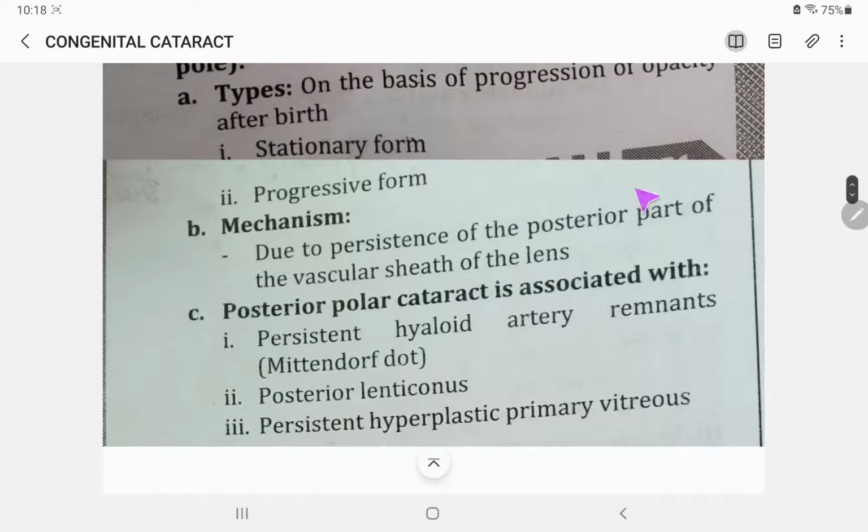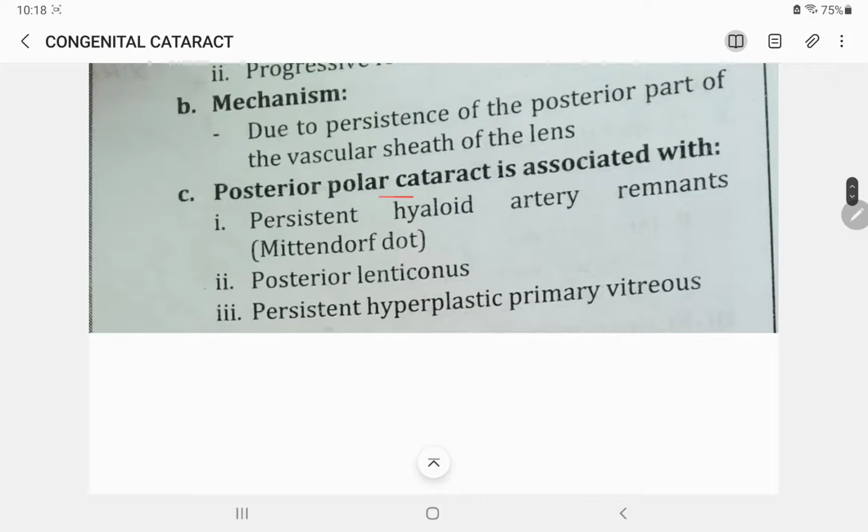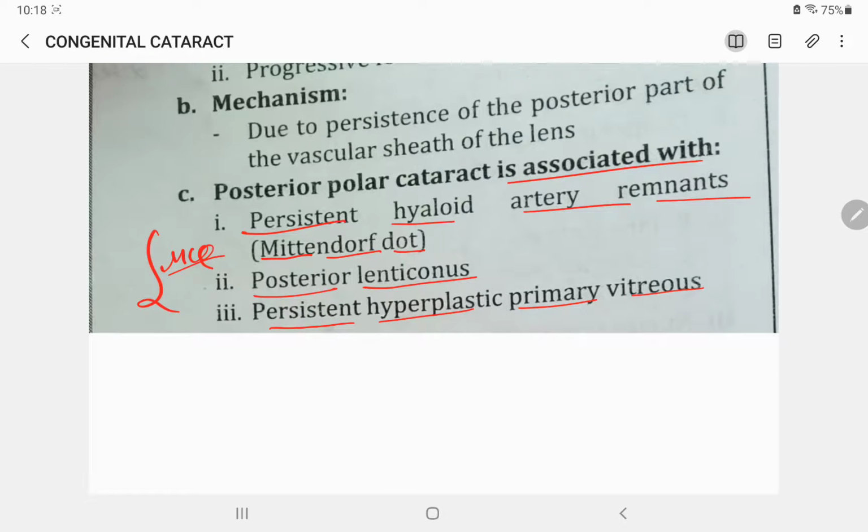The vascular sheath of the lens is also supposed to be closed after birth, but if it persists, that will lead to the posterior polar cataract. It is also associated with many other conditions, like persistent hyaloid artery remnants, known as Mittendorf dot. This is an MCQ question, Mittendorf dot. Another is posterior lenticonus, and persistent hypoplastic primary vitreous. So these are the conditions with which the posterior polar cataract is associated.